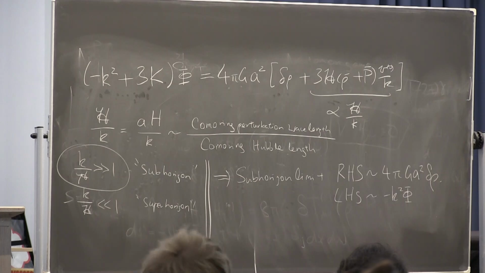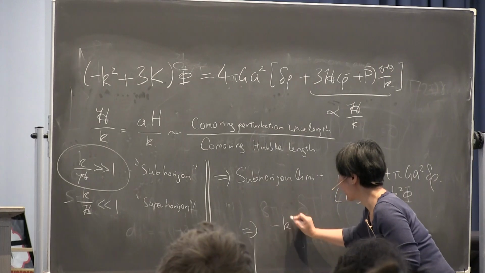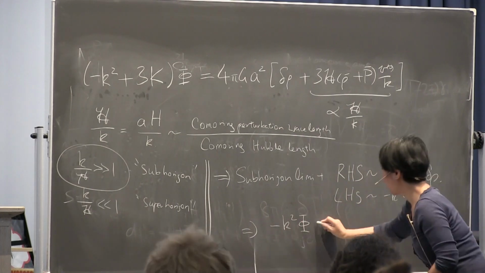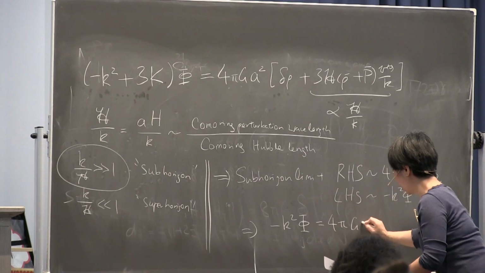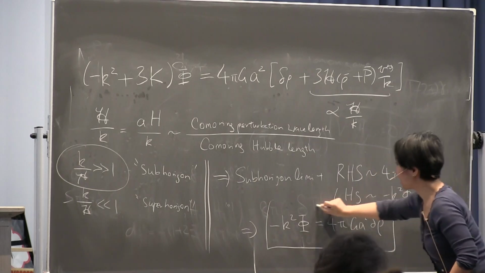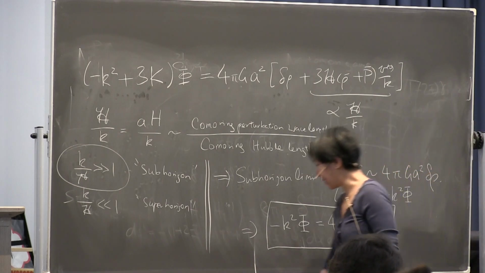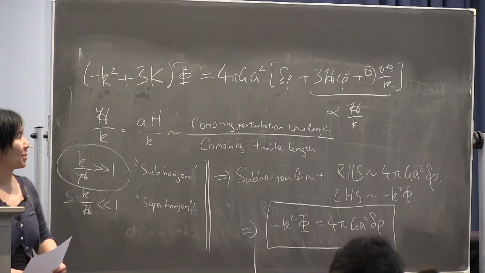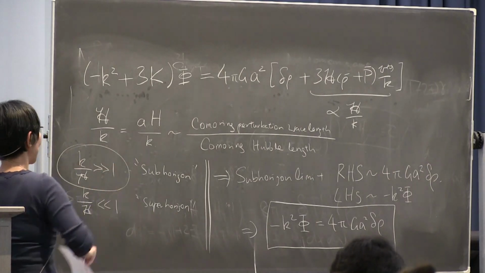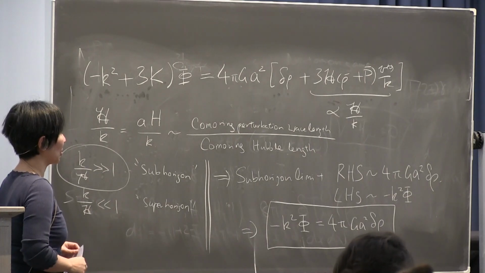And then we now combine the left-hand side and the right-hand side together, what I'll find immediately is minus k squared phi is equal to 4 pi G a squared delta rho. And this has a very familiar form. This is essentially a Poisson equation, okay? In Fourier space, of course. So these Einstein equations are not just weird things. If you choose the right gauge, you can actually quite nicely interpret them and apply your Newtonian intuition.